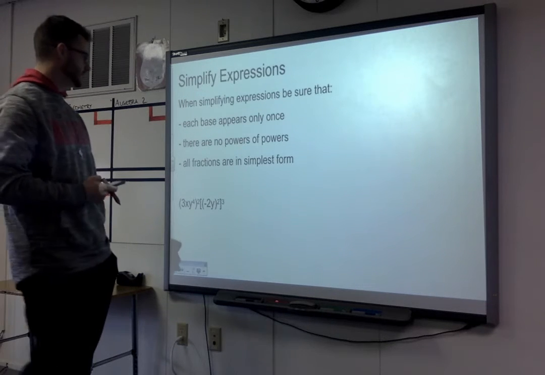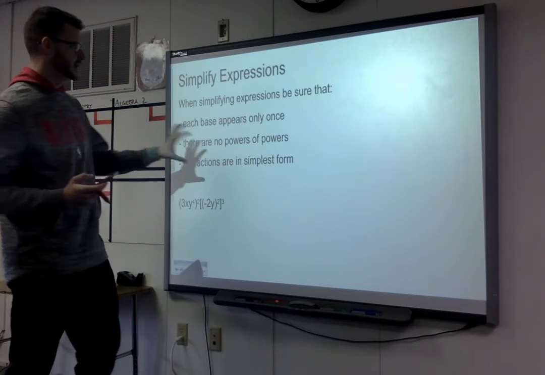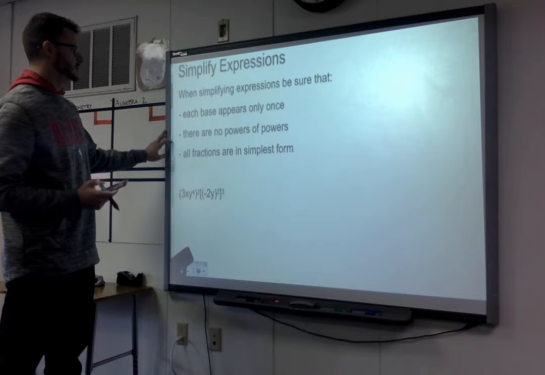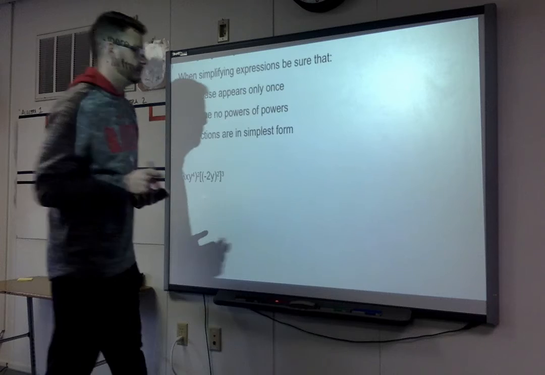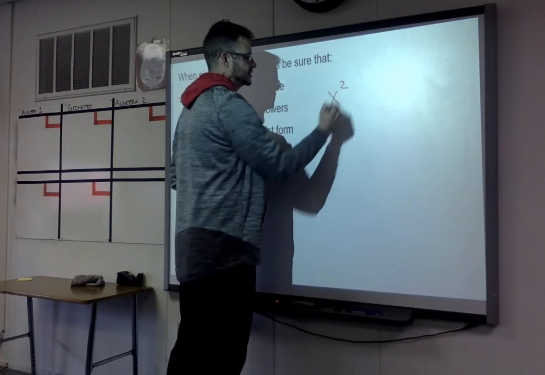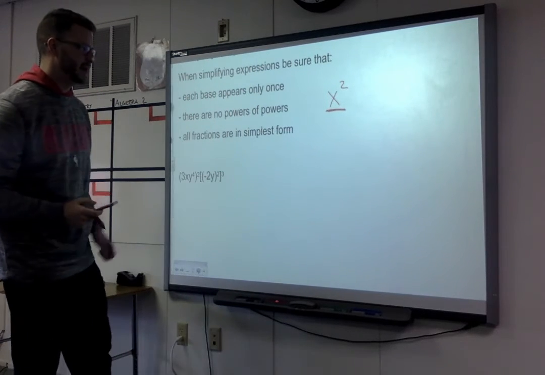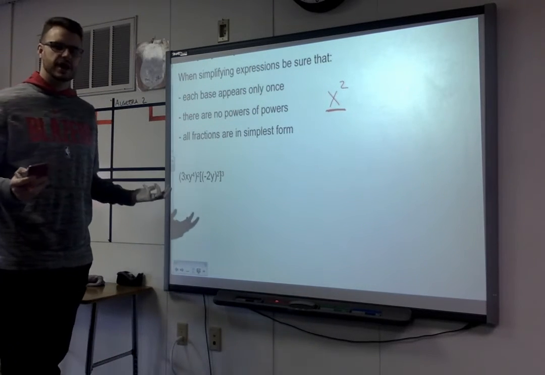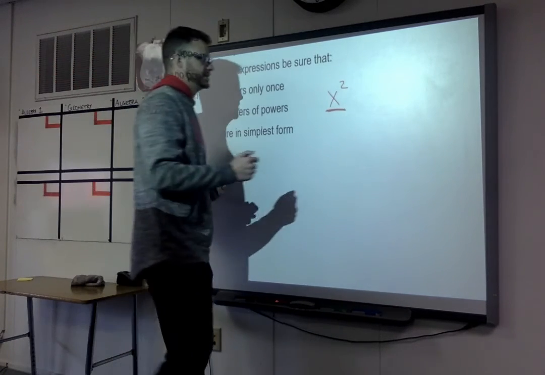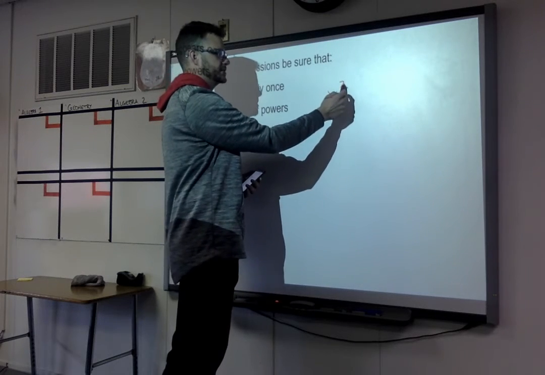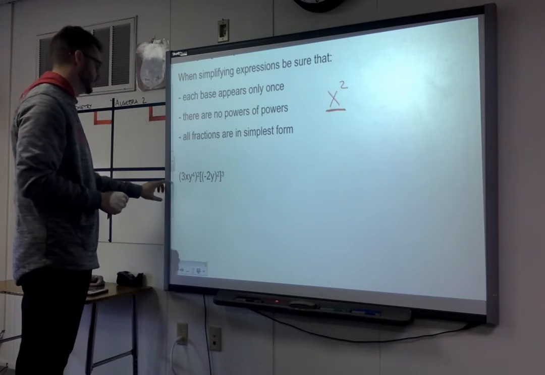Then the last thing we're going to do here is simplifying expressions. So this is kind of combining everything we've done into one problem. So when simplifying expressions, be sure that each base appears only once. Remember, a base, if you have x squared, x would be our base. So each base is only going to appear once. In other words, each variable will appear once. There are no powers of powers. So a simplified version would not have like x squared to the 3rd power. And then all fractions are in simplest form.